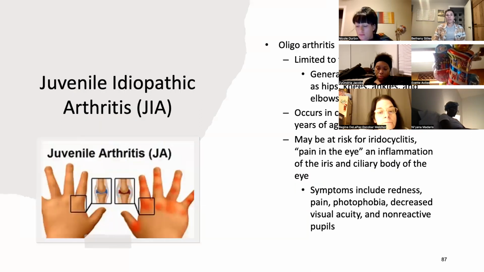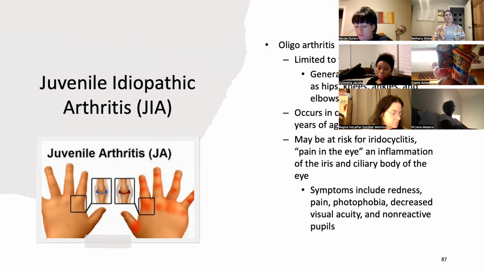So oligoarthritis is going to be limited to 4 or fewer joints. Typically, we see it in our big joints like our hips, knees, ankles, and elbows. It's going to be in our girls that are under 3. We can see that pain in the eye, the inflammation. They might have redness, be sensitive to light, not be able to see as well, and have non-reactive pupils.